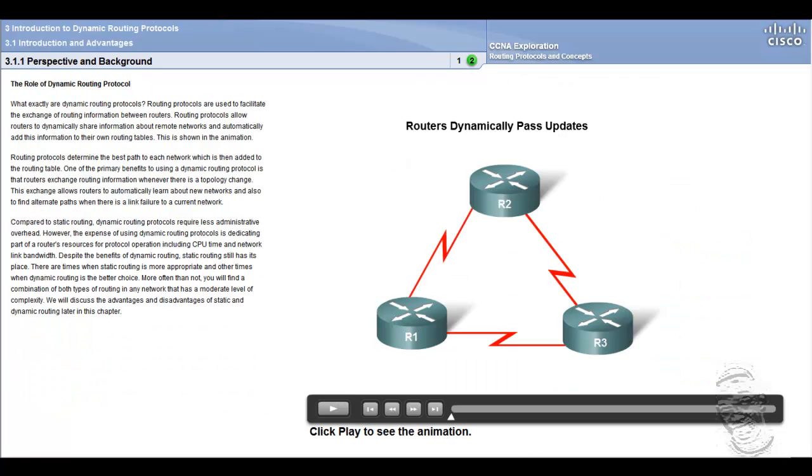The role of dynamic routing protocols. What exactly are dynamic routing protocols? Routing protocols are used to facilitate the exchange of routing information between routers. Routing protocols allow routers to dynamically share information about remote networks and automatically add this information to their own routing tables. This is shown in the animation. Routing protocols determine the best path to each network, which is then added to the routing table.